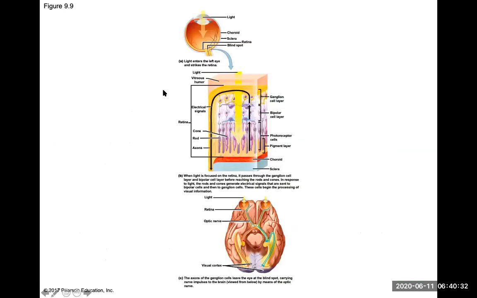So here's a look at how things get focused in the back of the eye. They are picked up by your photoreceptor cells, then bipolar cells, then your ganglion cells, and then they are picked up by the brain.